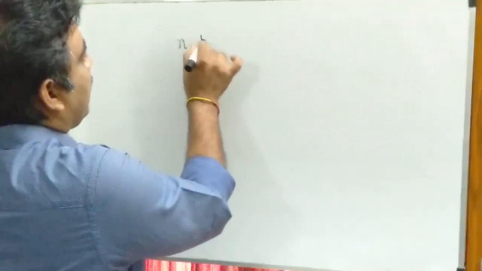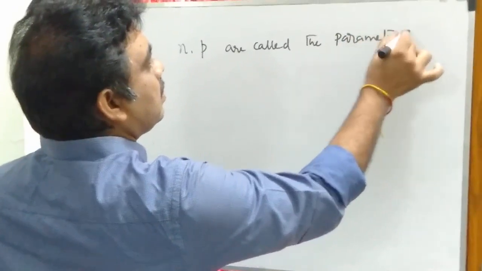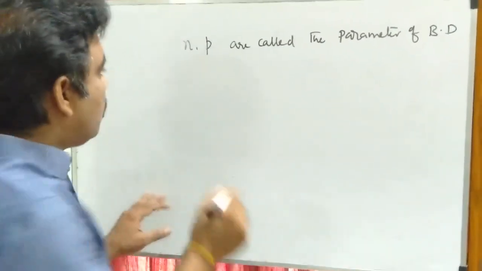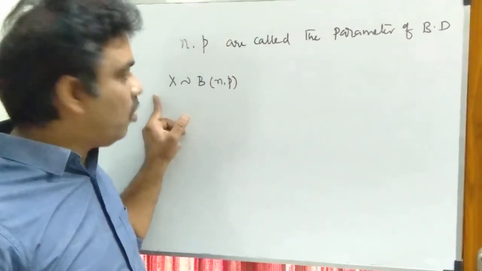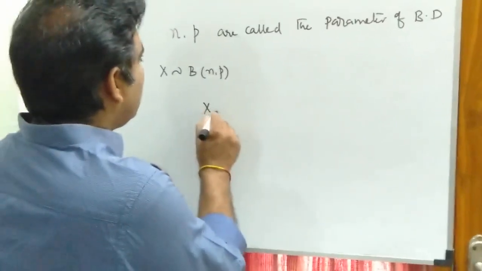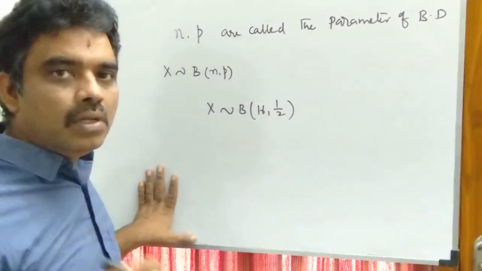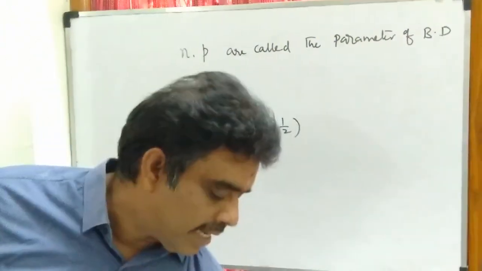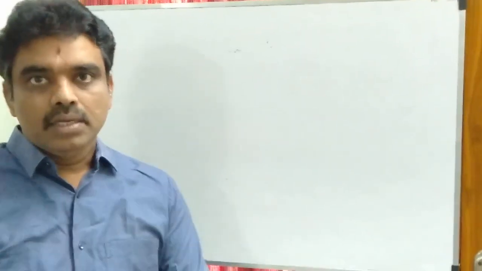Here, small n and small p are called the parameters of the binomial distribution. That means if you know the values of n and p, you can find the entire distribution. And we use the notation X approximates to b(n, p) to denote that the random variable X follows binomial distribution with the parameters n and p. For example, X approximates to b(16, 1/2) means that n is 16, p is equal to 1 by 2, then automatically q will become half, and then you can find whatever probability you want. So n and p are called the parameters of the distribution. And also we know that the sum of all probabilities in any distribution is 1.